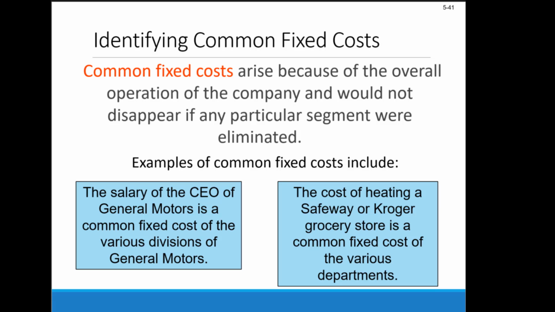Using a university example, we might think about a common fixed cost of colleges being the president's salary, right? So President Clemens, if tomorrow Clemson decides that the College of Business is going to cease to exist, President Clemens isn't going to be out of a job, right? So his salary would just become a common fixed cost of the remaining colleges, arts and sciences, engineering, whatever else.